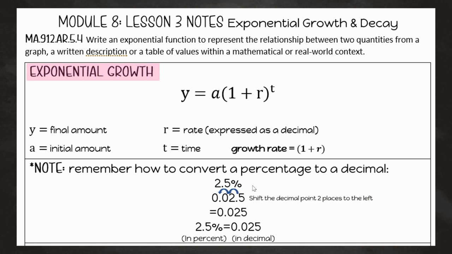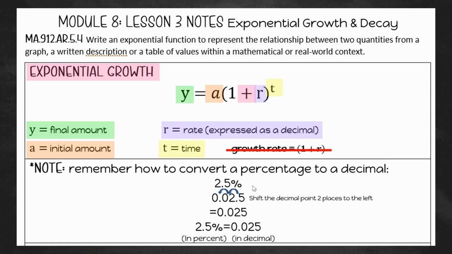So for exponential growth, we're going to use the formula y is equal to a multiplied by 1 plus r to the power of t. So obviously we will be adding our rate. y is our final amount, a is our initial amount, r is the rate that we are growing, and t is the amount of time that we have to allow that rate to grow.